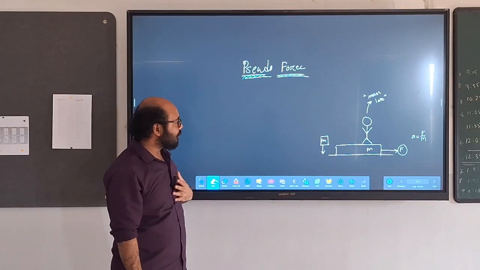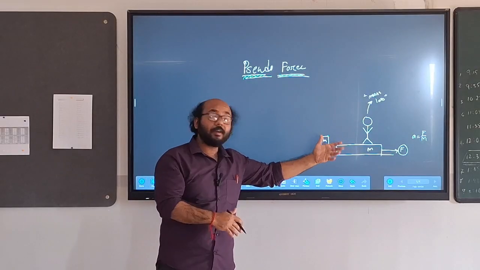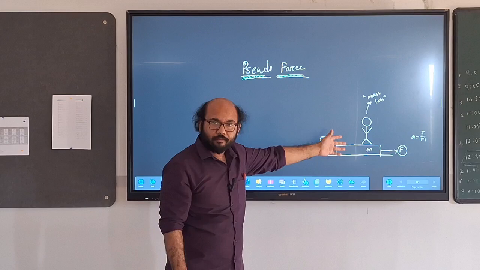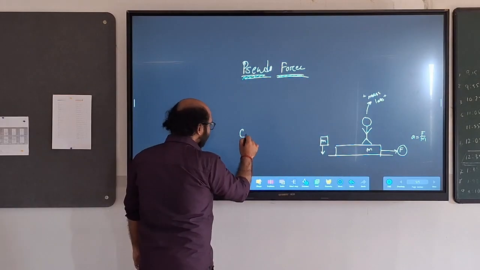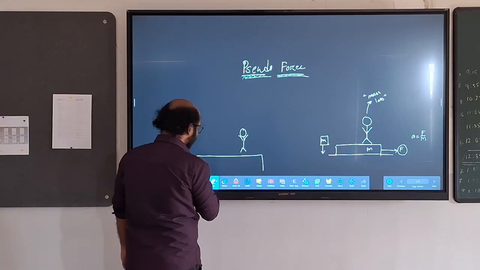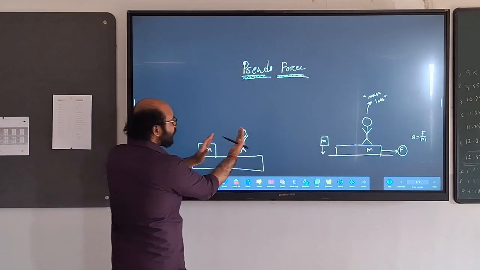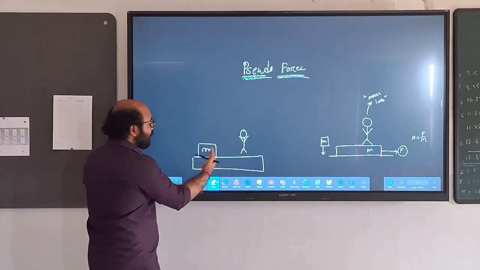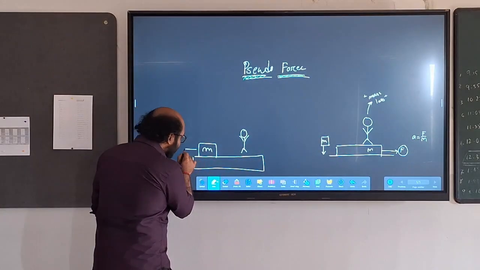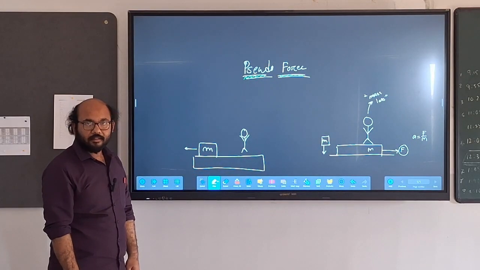Now what did you see? If I am here on the ground, I can see exactly the same thing happening as before. But let's look at it from your perspective. You were here, the slab was here, and the block was here. From your perspective, you did not go forward. From your perspective, the smaller mass went backward.